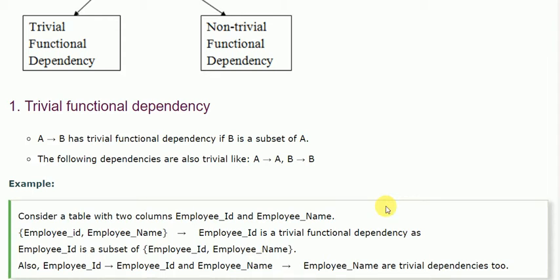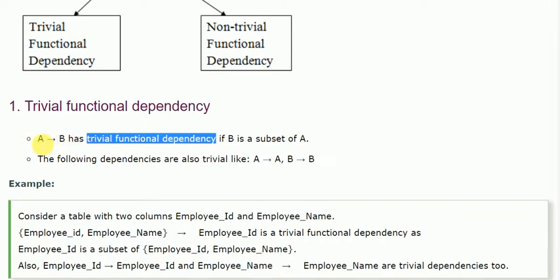Now we will continue with the trivial functional dependency. What is trivial functional dependency? If A determines B, then it has a trivial functional dependency if B is a subset of A. So, if B is a subset of A, it means what?